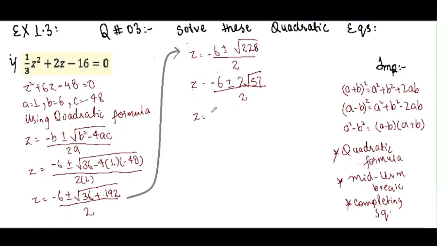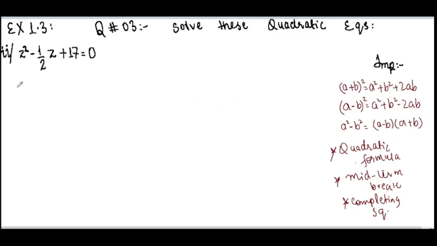Now, z equals, we are going to take 2 common over here. So we get 2 into minus 3 plus minus square root of 57, whole divided by 2. Z equals minus 3 plus minus square root of 57. This is your answer. Now we are going to start part number 2. We are again going to do it with the quadratic formula method.